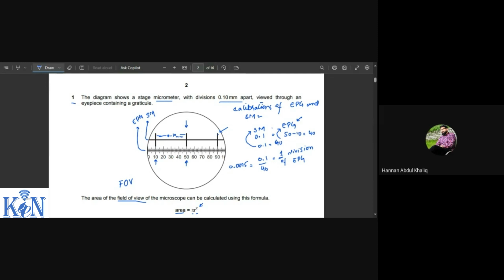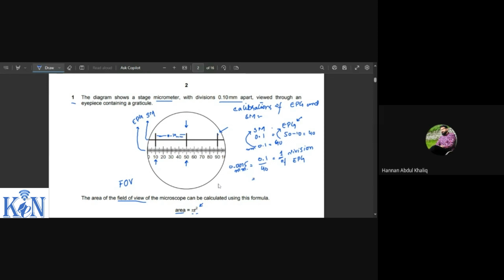So 0.1 divided by 40 is going to be 0.0025. But remember that the values on the stage micrometer are in millimeters. So this is 0.1 millimeter, and 0.1 over 40 is 0.0025 millimeters. Obviously, in microscopy the unit that we always use is the micrometer.